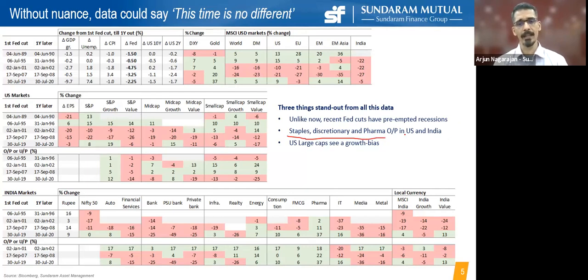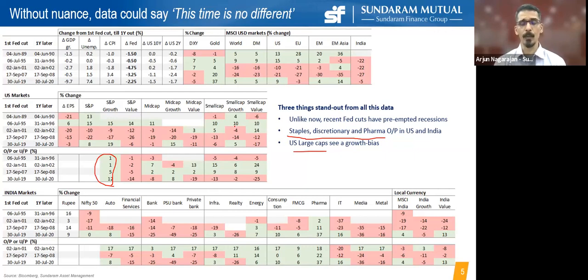And the third takeaway is, again, the last two times, US large caps appeared to show a growth bias that you can see here. You can see that S&P 500 growth stocks appeared to outperform the S&P during all these phases. So there is not really much to take away from market reaction.